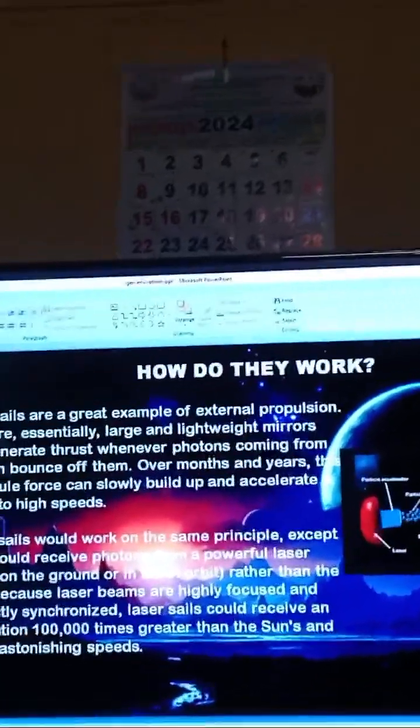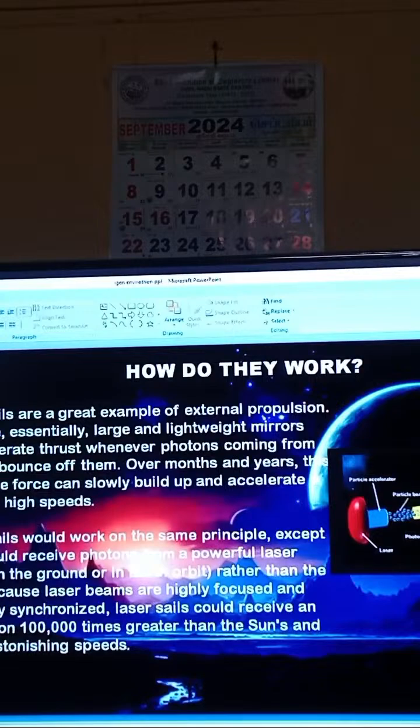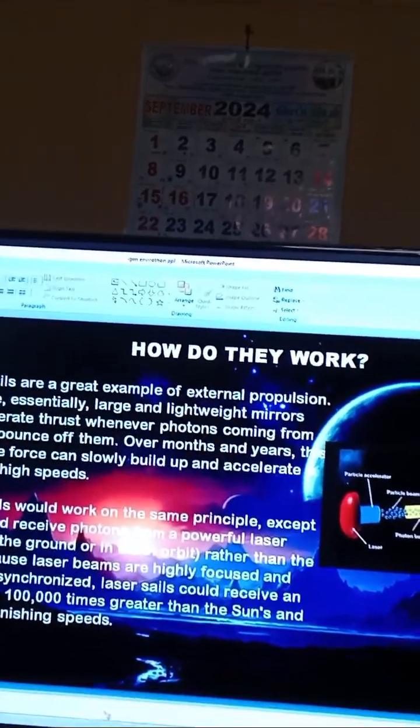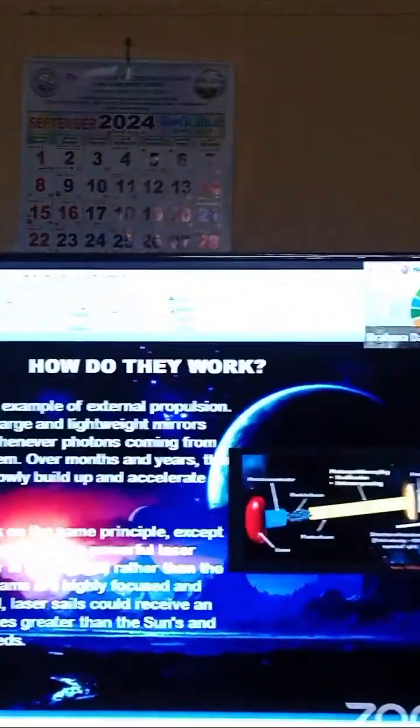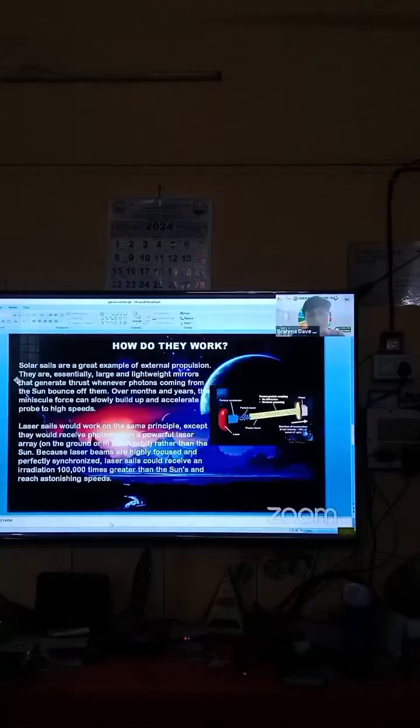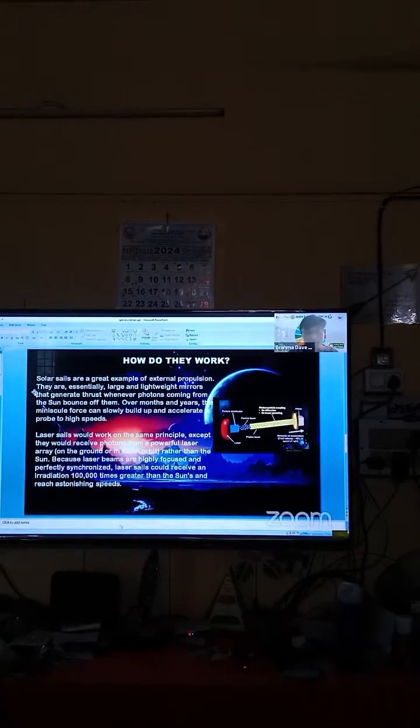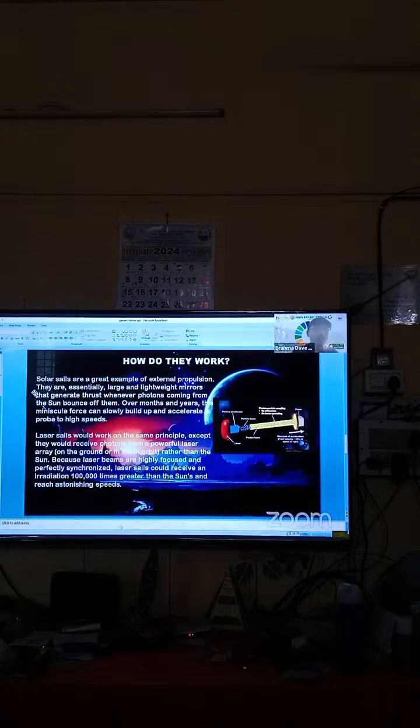Can you imagine? The speed at which the satellites are revolving around our Earth is immensely high. Don't think that just because they're using solar panels, they are traveling at low speed. They're actually traveling at immensely high speed. But by using laser panels, we can travel 100,000 times greater than that. Just imagine what great speed we'll be traveling at.